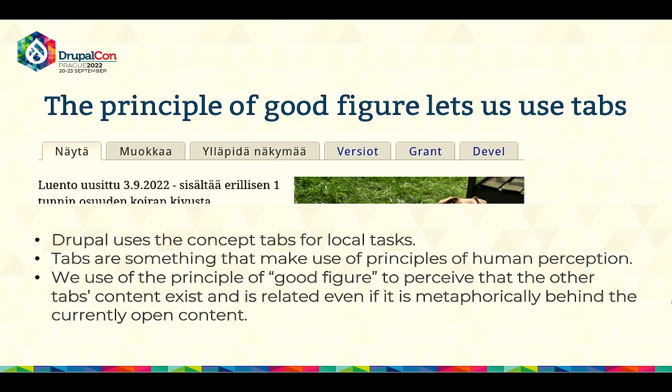So one of the Gestalt principles was the good figure, where we fill in gaps from what we see and what we think there is. So tabs kind of use that good figure principle. We only see the tabs, but we fill in that there is also the content there. We just don't see it, but we know it's there. That's something that our mind creates.